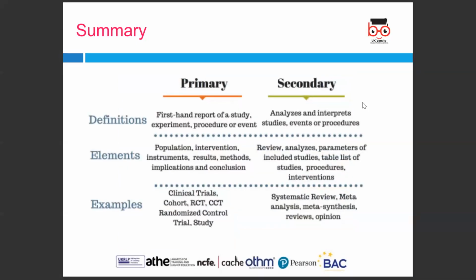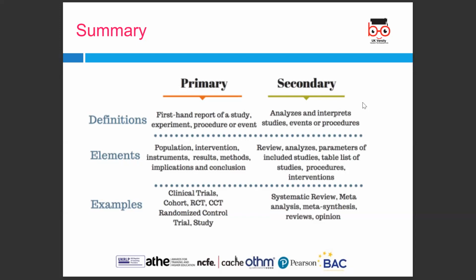So we've got primary and secondary data. The definition of primary data is first-hand, and this is just a summary to identify what we've done. A first-hand report of a study, experiment, procedure, or event. The elements are the population, intervention, instruments, results, methods, implications, and conclusions. And the examples: clinical trials, cohort, RCT, CCT, randomized control trial, and study.